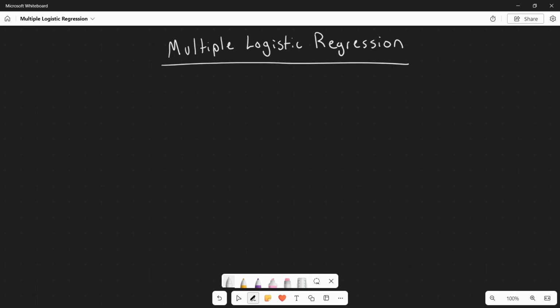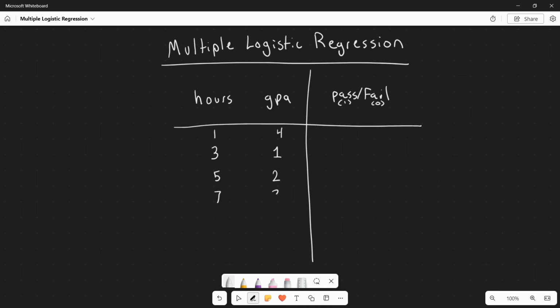Alright, and back to the whiteboard, let's take a look at multiple logistic regression, and to do that, let's create some more example data. Alright, so now in this data, we have hours and GPA to help us determine if a student is passing or failing their exam. So notice that we're still predicting a single y value, but we now have two x inputs. And to distinguish these two x inputs, we can use a subscript. So hours can be x of 0 and GPA can be x of 1.